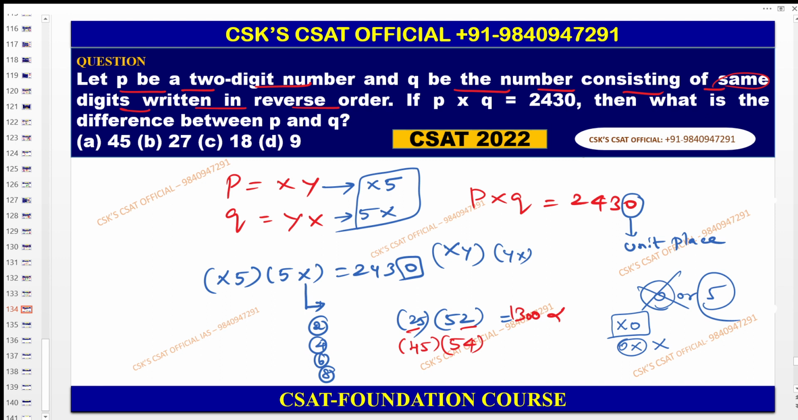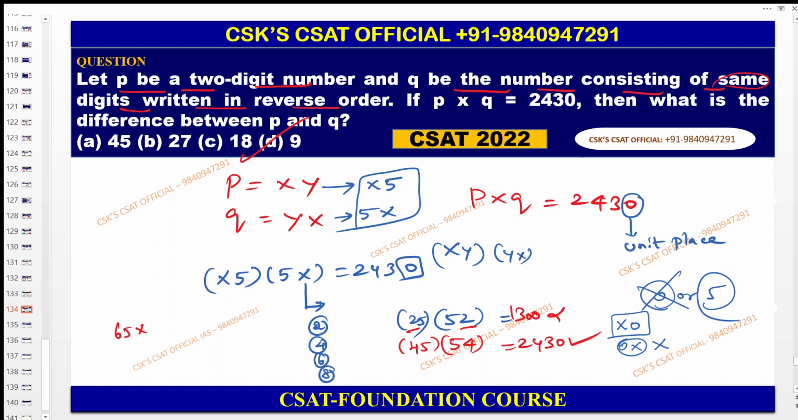So then you can check here. 45 into 54 is nothing but 2430. Yes, correct. You need to find out the difference between these two. That's it. So what is the difference here? 54 minus 45 is nothing but 9. Got it? Everyone. Even you can check here with the 6 also.